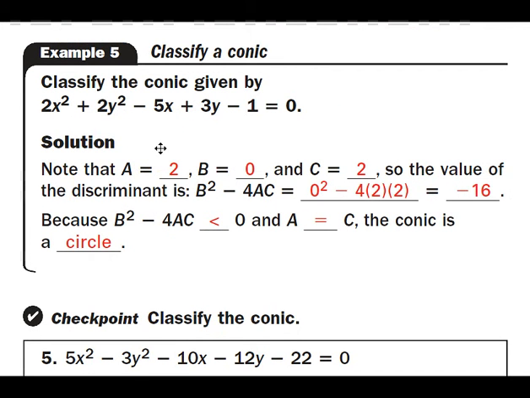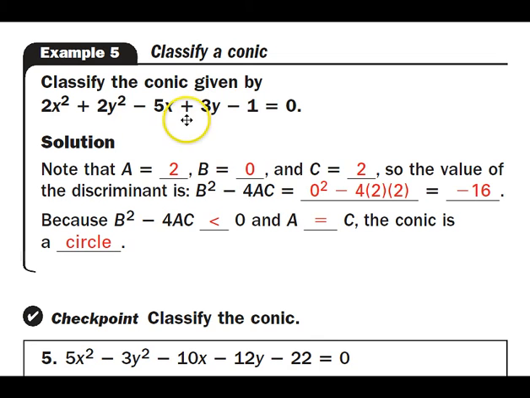So in this problem, we have to classify the conic given by the equation 2x squared plus 2y squared minus 5x plus 3y minus c. So the first thing I would do is identify what A, B, and C are. As we see, A is 2, but B is 0 because there's no xy term. So if there's no xy term, B must be 0. C is 2. And D and E are negative 5 and 3 respectively.